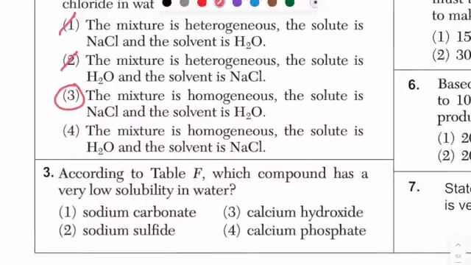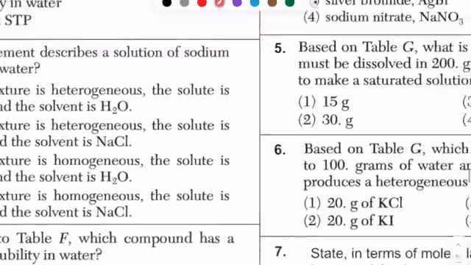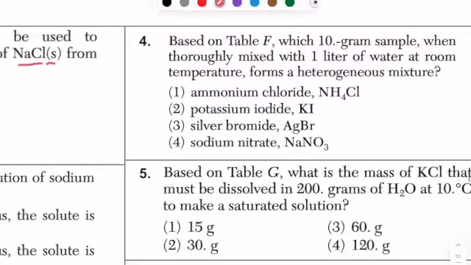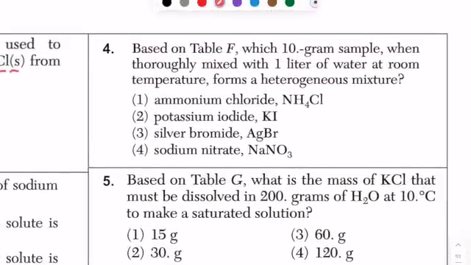According to table F, which compound has a very low solubility in water? So just go to table F, read your table, see which one is insoluble. Based on table F, which 10-gram sample, when thoroughly mixed with 1 liter of water at room temperature, forms a heterogeneous mixture? So once again, we are looking for something that is insoluble according to table F. So that's why it's heterogeneous, because it can dissolve.